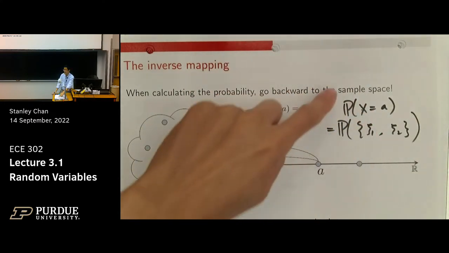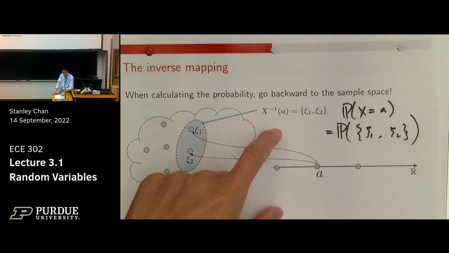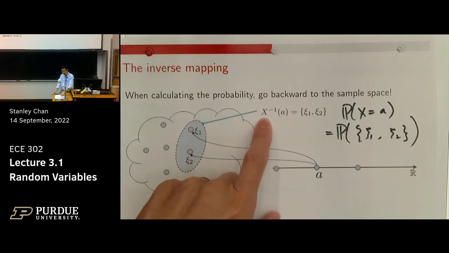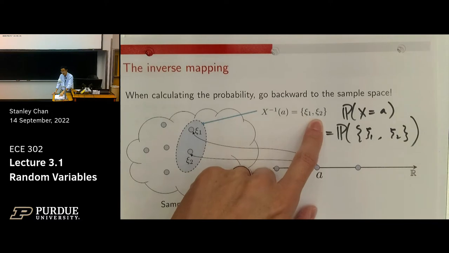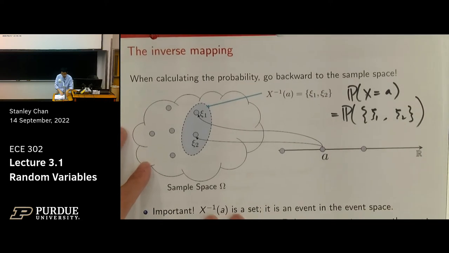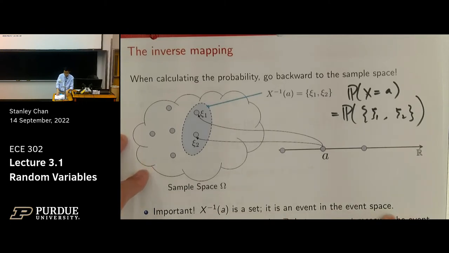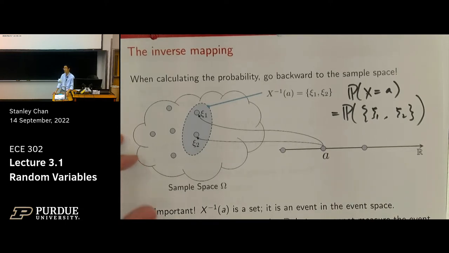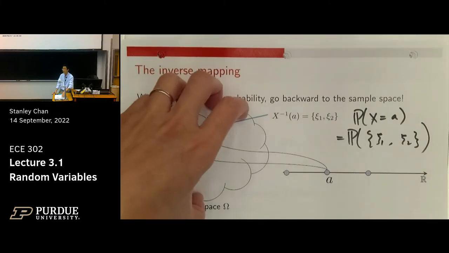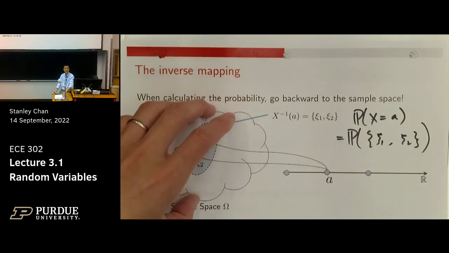So there is a process. The process is that we're looking at this inverse mapping. When I give you the A, you're going to take the inverse mapping X inverse. Then you're going to get back the psi 1 and psi 2, which is a set inside the sample space. So this is a set. This is an important thing. The X inverse is a set. It is an event in the event space. And you can measure an event using P, but you cannot measure the event in the translated space. So it means that you cannot do the measure here. You have to do the measure over there. I hope that makes things clear.